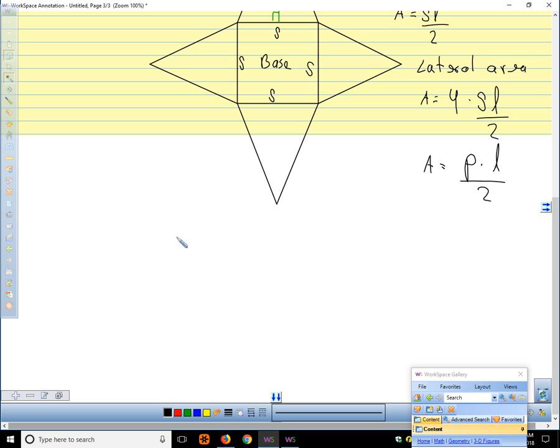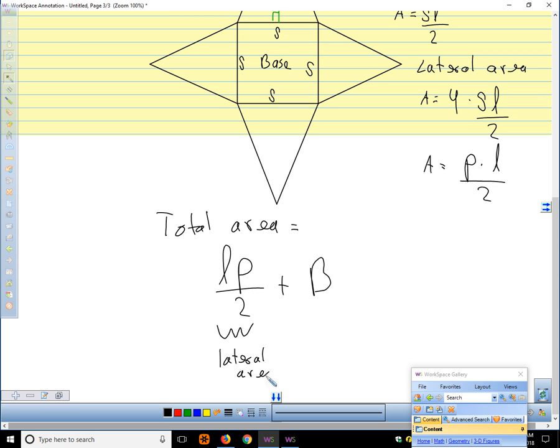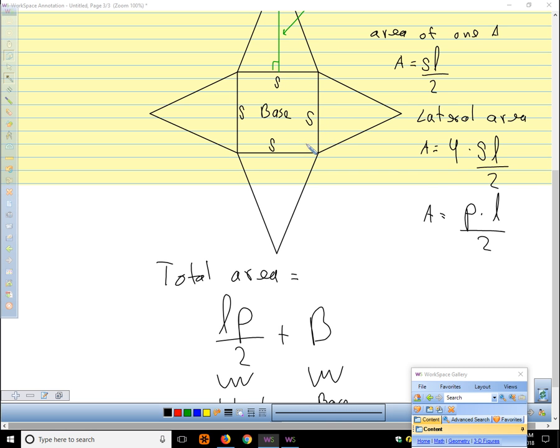So that gives me the lateral area. The total area is, I'm going to switch the order of these two, L times P divided by 2. That's the area of all those triangles plus the area of the base. So to find our area, we're looking at the lateral area plus the base area. And in this case, the base area is just the area of the square.